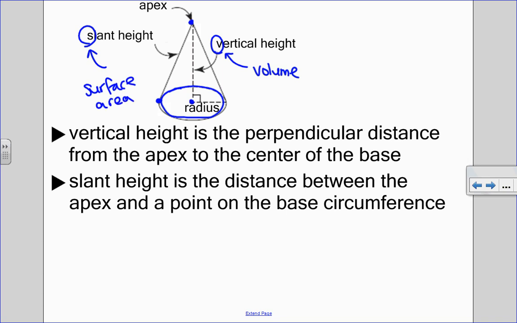So when we're using surface area, we want to focus on the slant height, not the vertical height. There might be some situations where we have to use Pythagorean theorem, just like we did with pyramids. So let's look at the formula.